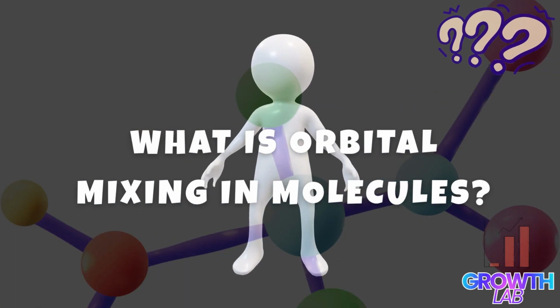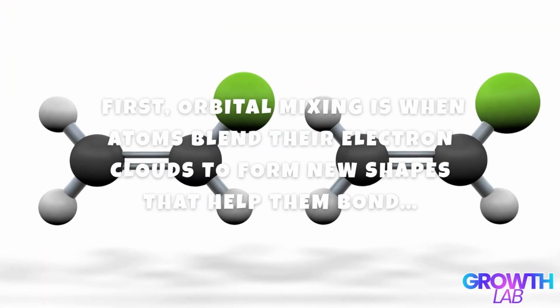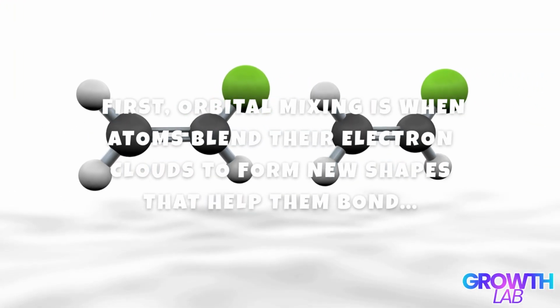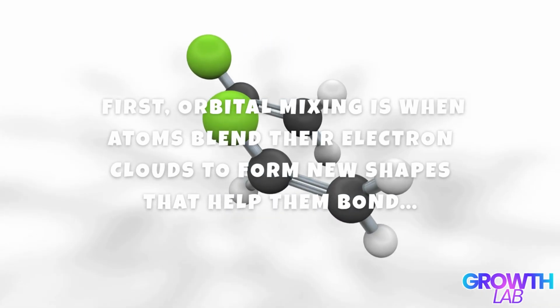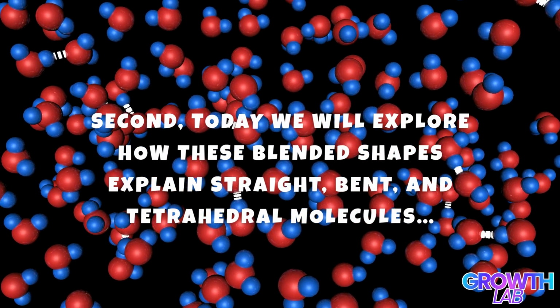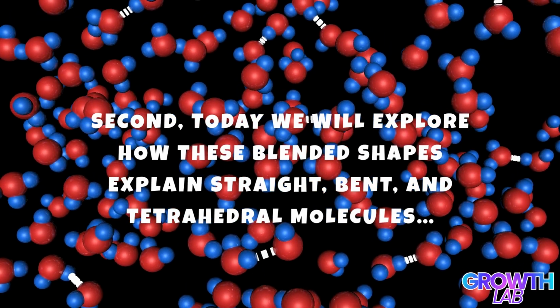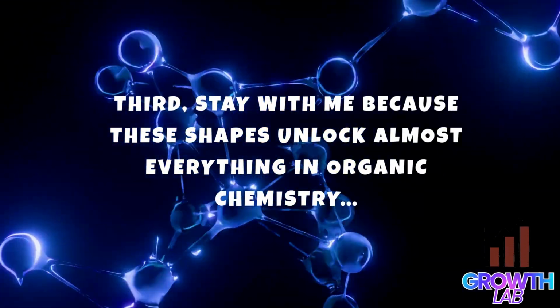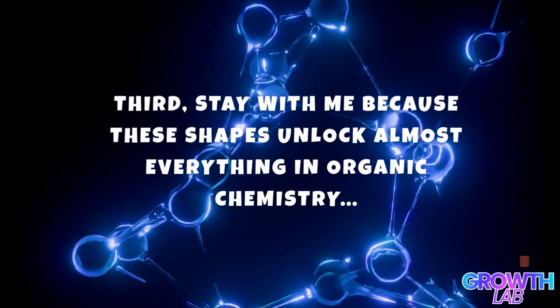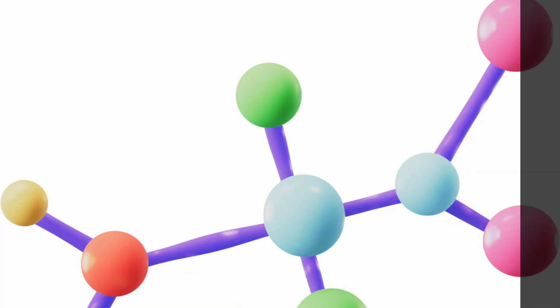Wonder, how do orbitals mix? Great question. First, orbital mixing is when atoms blend their electron clouds to form new shapes that help them bond. Second, today we will explore how these blended shapes explain straight, bent, and tetrahedral molecules. Third, stay with me because these shapes unlock almost everything in organic chemistry.